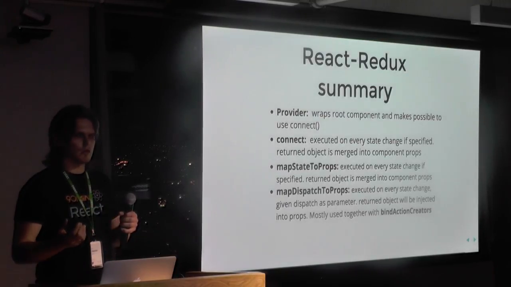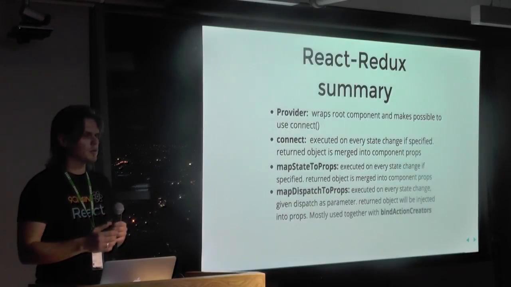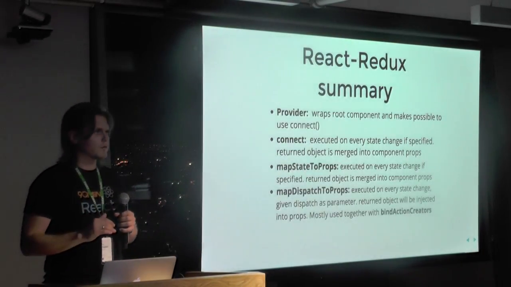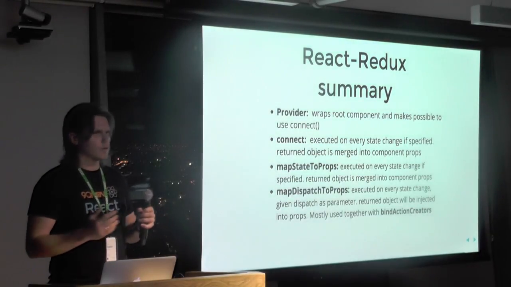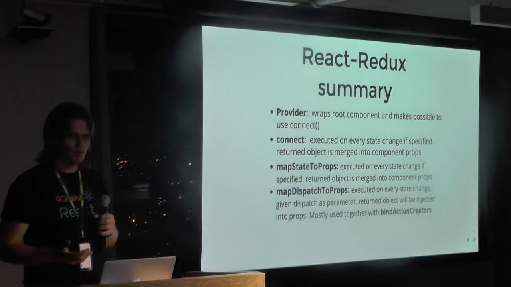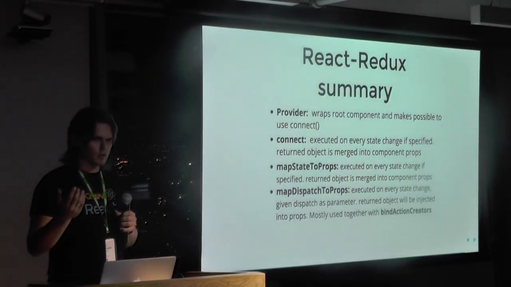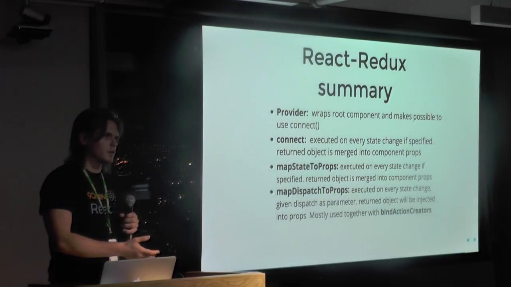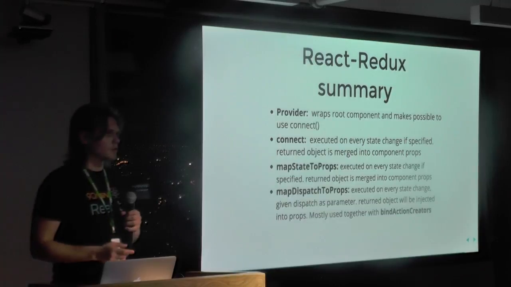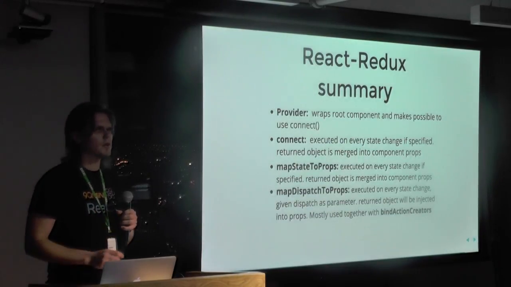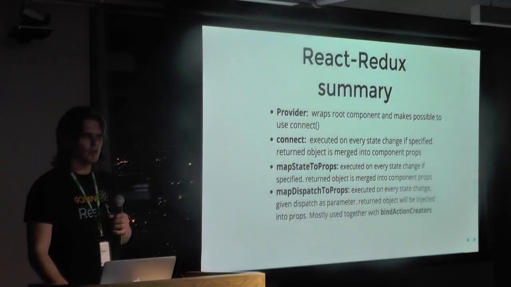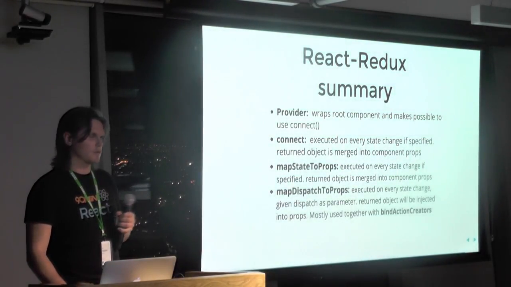Provider is a component that wraps your root component and passes state to the context, the one end of the wormhole. And the second end of the wormhole is connect, which can get a mapStateToProps function and a mapDispatchToProps function, which in turn can inject props from the state inside the component itself, or wrap your action creators with dispatch. You also have in React Redux mergeProps and some other functionality. I won't cover it today, but you are encouraged, if you want to, to look at their repo, it's well documented and ready to use.